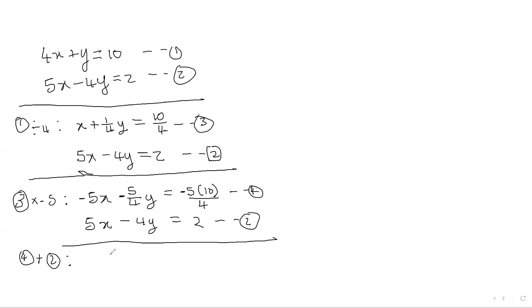And then we've got -5 over 4 and -5 over 4 plus -4y. So it's going to be plus -4y. Then this is -50 over 4. We are adding plus 2, right?